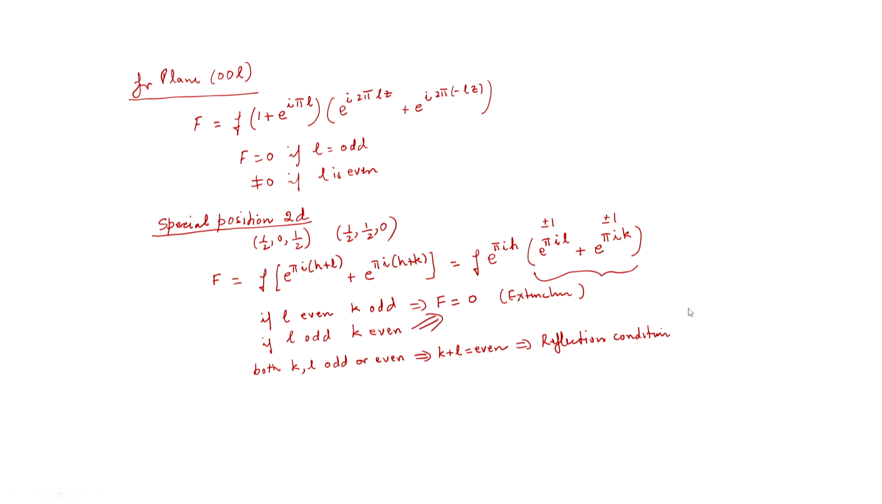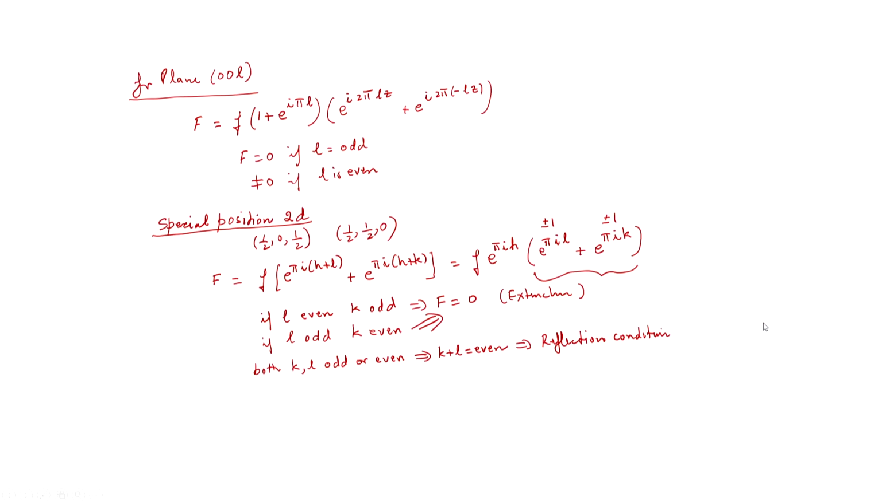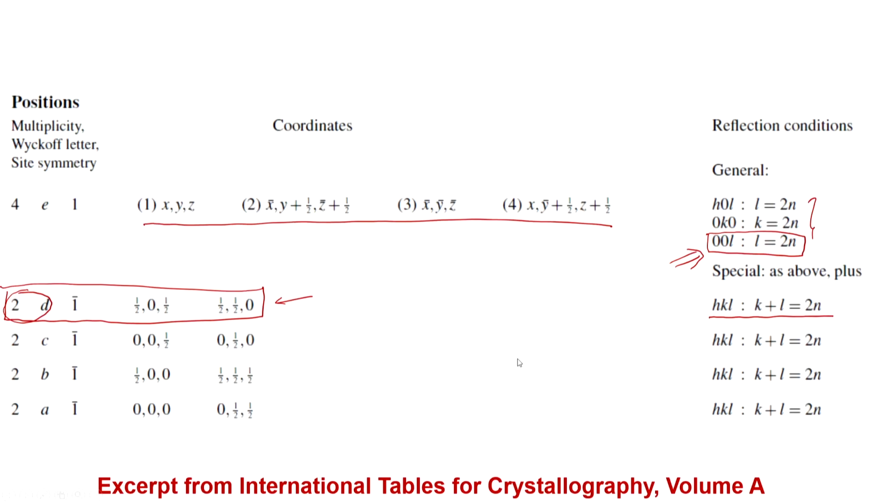So, if I go back to the tables, this one represents the special position 4d. It says k plus l must be even, and that is what we have got here. And this is over and above the reflection conditions given for the general position.